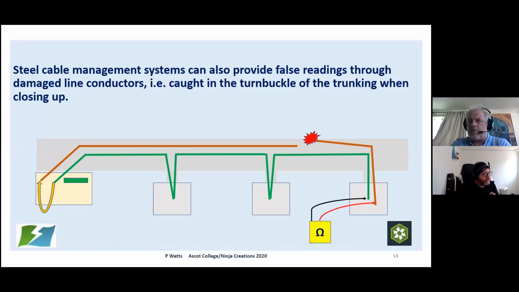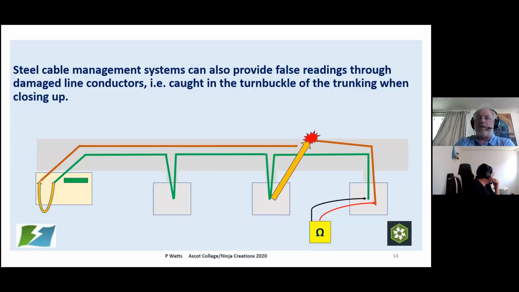We're still going to get a reading because we've now got this situation where the trunking itself provides that loop. So we test at the outlet, and we're getting conductivity between the CPC and the line conductor, because the CPC goes back to the next socket, and it's then connected to the metalwork, the trunking and the conduit, which then is connected to the line conductor, and that provides us with our continuity. So we're getting a false continuity reading, even though we've got a separated conductor there.